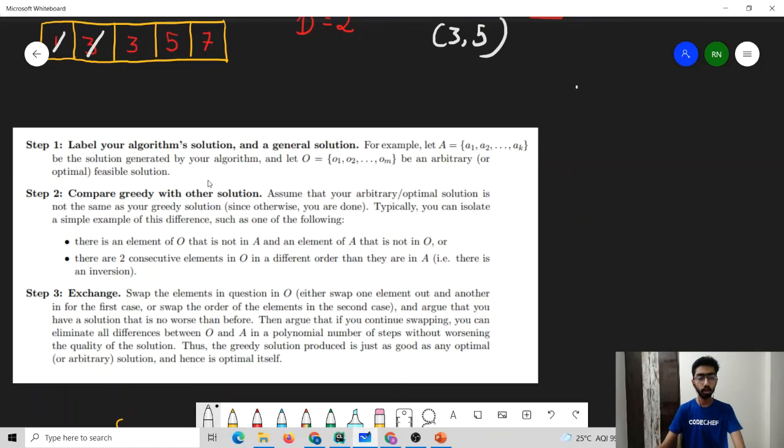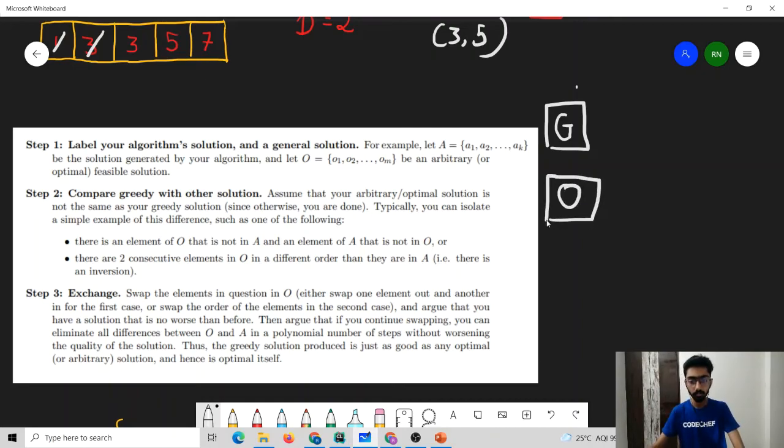So what are the steps? Step 1: Label your algorithm solution and the general solution. Let me say that the greedy algorithm solution will be called G. And the general solution, which means the solution which is considered to be an optimum solution, I will call O. These are the solutions for the problem that are given to us.